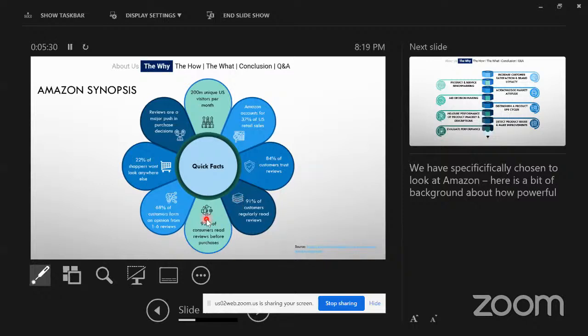If you have these people using the reviews, 68% of them concentrate on the first 6 reviews prior to making a purchase. And once you've got that market, 22% of people won't look any further. So that is the power of reviews.